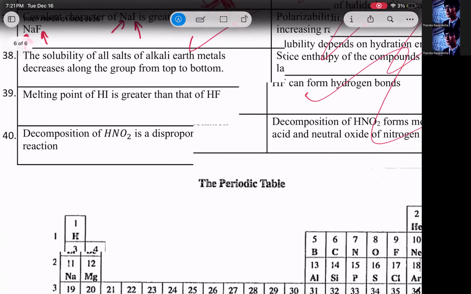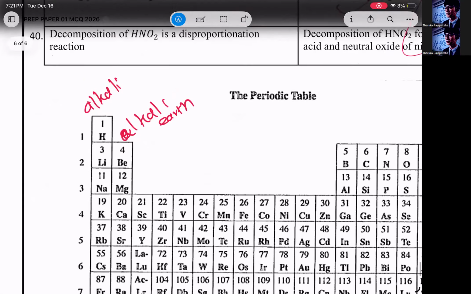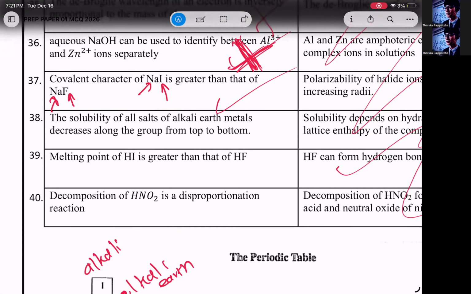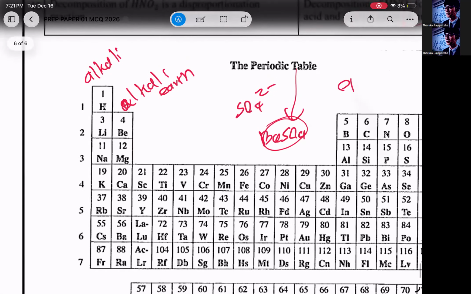The solubility of all salts of alkaline earth metals decreases along the group from top to bottom. These are alkali metals. These are alkaline earth metals. No. Not all, people. Some are different. I will tell that in solubility. Sulfates and others decrease down the group. Hydroxide increases down the group. Barium sulfate is insoluble in water. But when we consider OH minus, magnesium hydroxide is the most insoluble in period 2. So likewise, it's different.